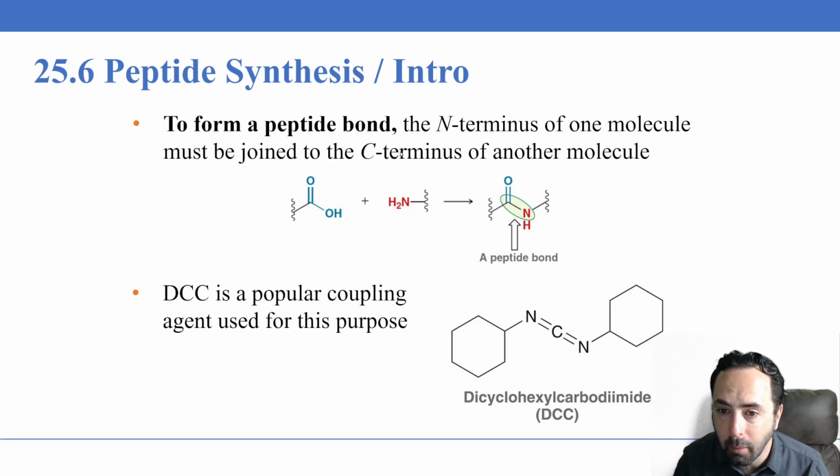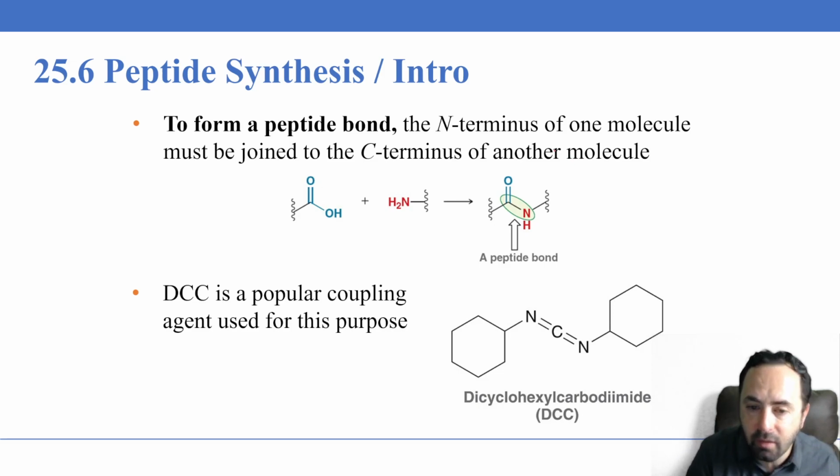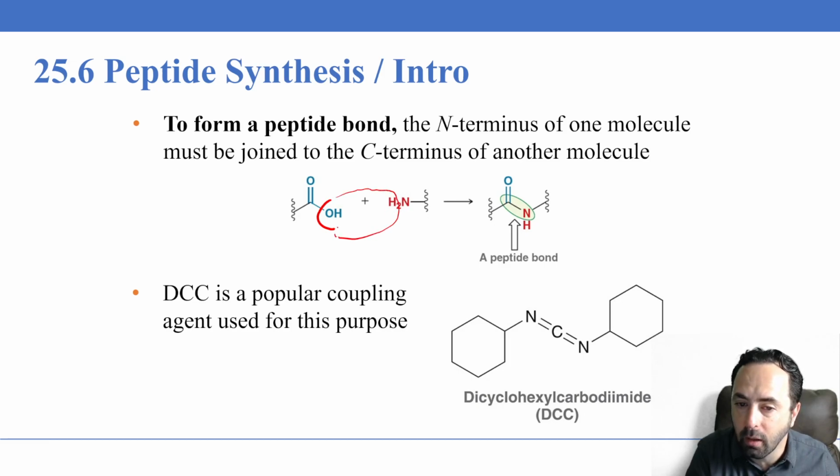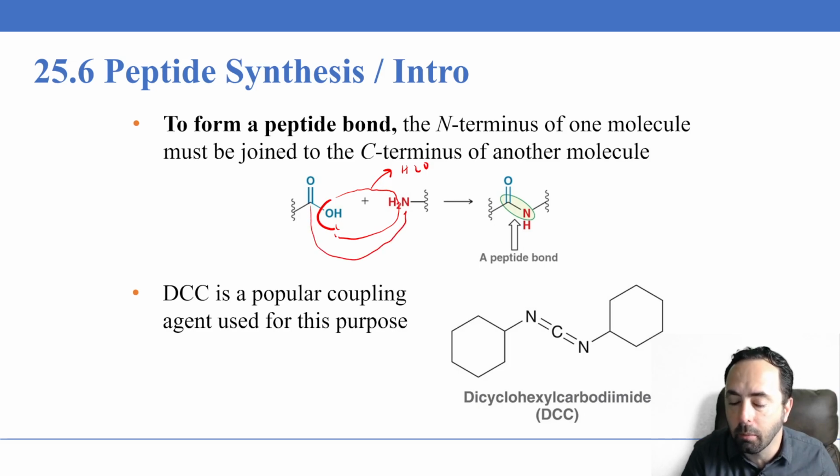So to form a peptide bond, the N-terminus of one molecule will be joined to the C-terminus of another molecule. And when this happens, it will be a condensation reaction, and we will lose one hydrogen and the hydroxide. I'm just going to say one hydrogen and the hydroxide, and this will come out as water. And then you're going to have a bond that forms between this carbon and this nitrogen.